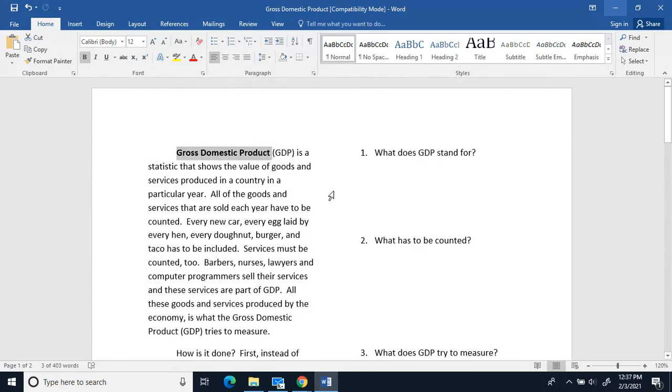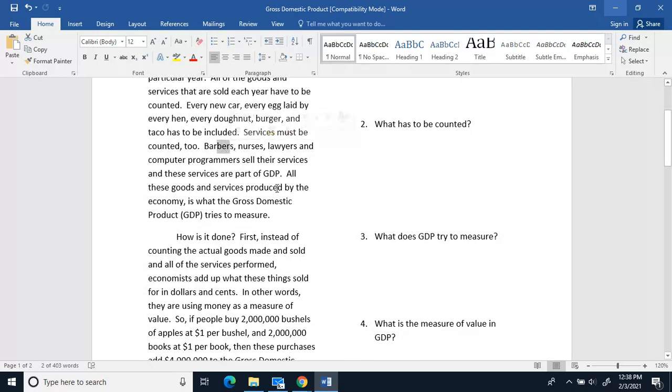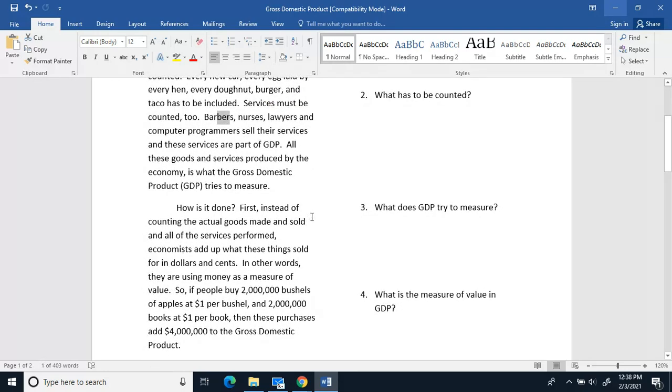Gross domestic product, GDP, is a statistic that shows the value of goods and services produced in a country in a particular year. All the goods and services that are sold each year have to be counted. Every new car, every egg laid by every hen, every donut, burger, and taco has to be included. Services must be counted too. Barbers, nurses, lawyers, and computer programs sell their services, and these services are part of GDP.